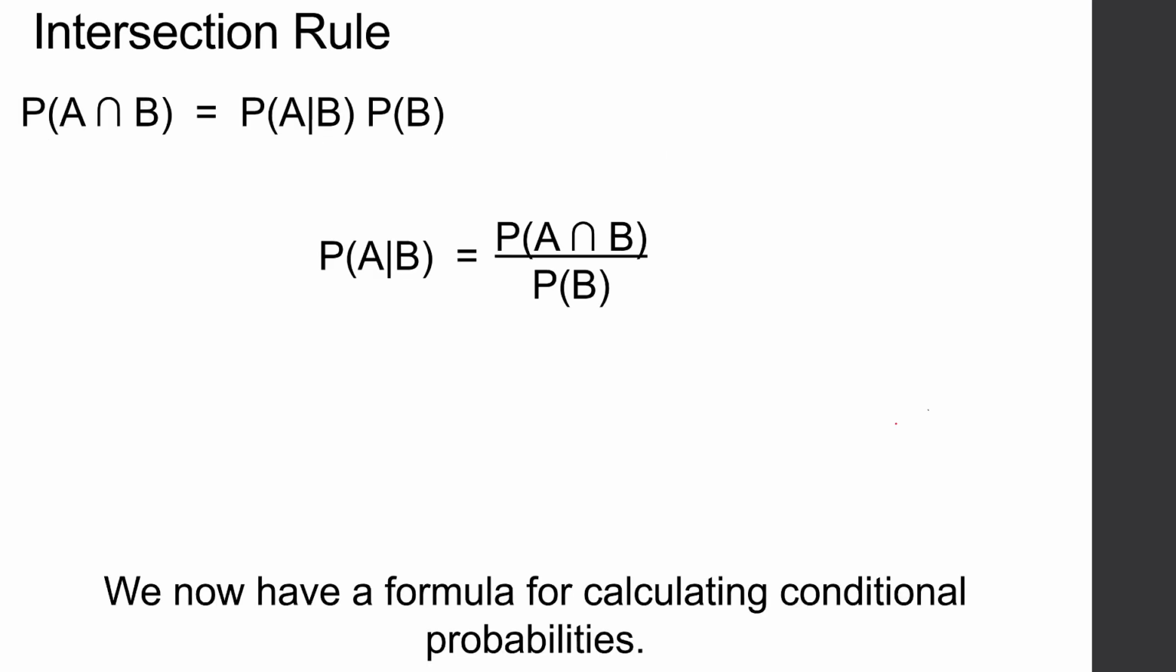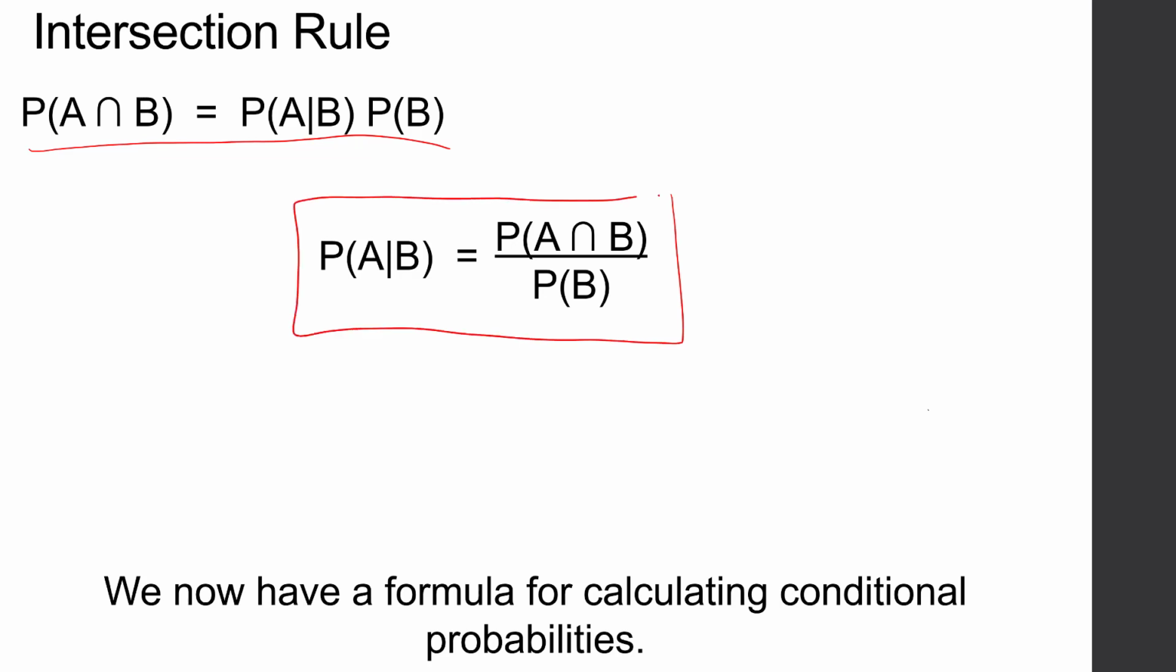All right, so what I'm doing here is just a simple little algebra rewrite. I'm taking my intersection rule and dividing both sides by the probability of B, and I get this formula. The probability of A given B is the probability of A intersect B divided by the probability of B. So we now have a formula for calculating conditional probabilities.